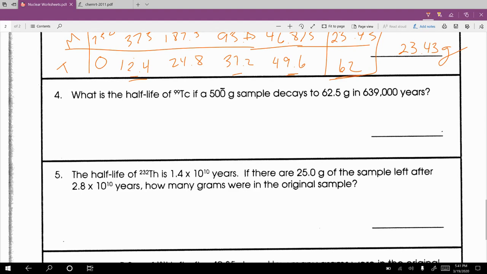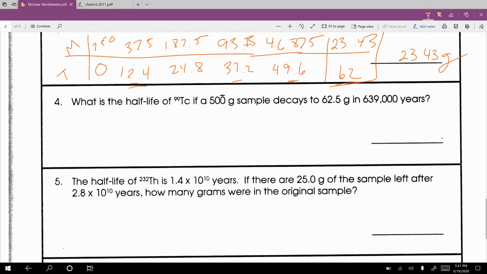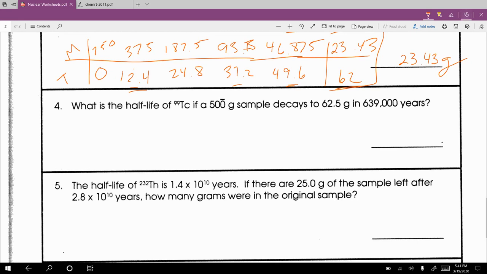Okay, so question number 4. Again, we want to know what the half-life is. So this is very similar to question number 2. I'm going to start by making my chart with time and mass. Time always starts at 0. Now I'm going to fill in the information from the question. What is the half-life? Okay, that's what I don't know.